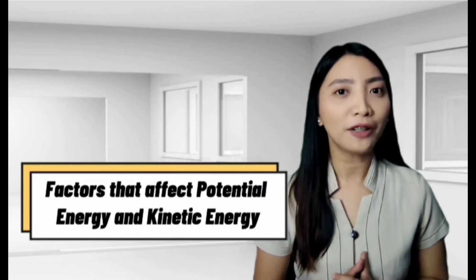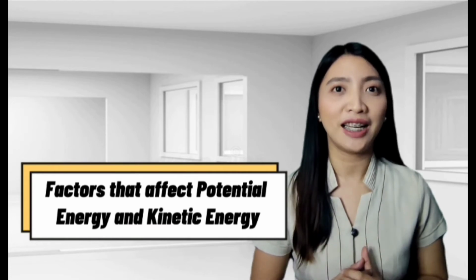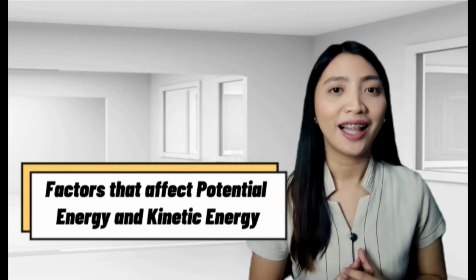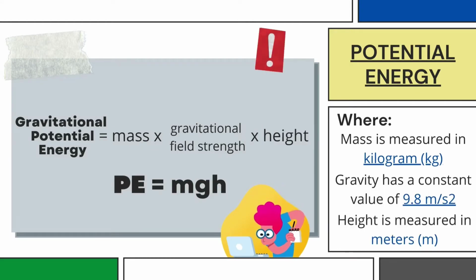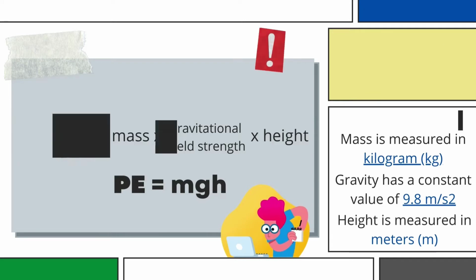Now, let's look at what factors affect the potential energy and kinetic energy of an object. Let's start with the potential energy. There are different types of potential energy, but in this lesson, we are going to highlight the gravitational potential energy for objects on Earth. In equation form, the gravitational potential energy is equal to the mass of an object in kilograms times the free fall acceleration due to gravity, which has a constant value of 9.8 meters per second squared, times the height of the object above ground in meters.